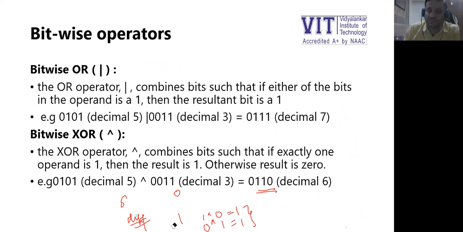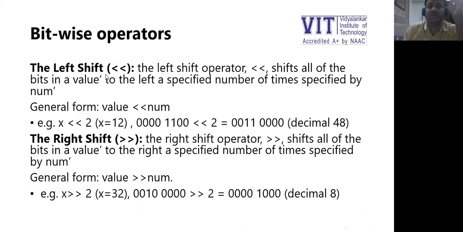Let us talk about a few other operators. Then we have the left shift and right shift operators. Basically, what does the left shift operator do? It shifts the overall bits to the left by a specified number of bit positions. When we are shifting the bits to the left, there will be gaps on the right side, and the right side gap will be filled with 0.